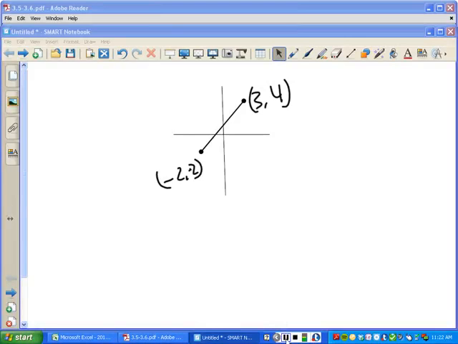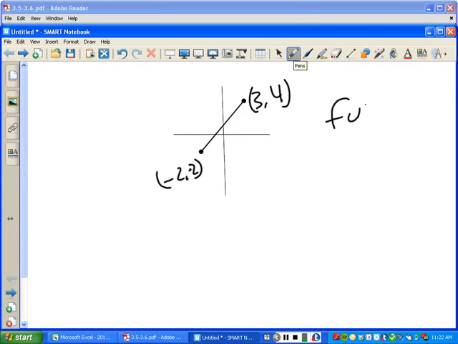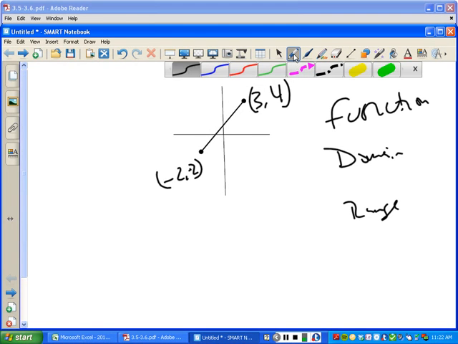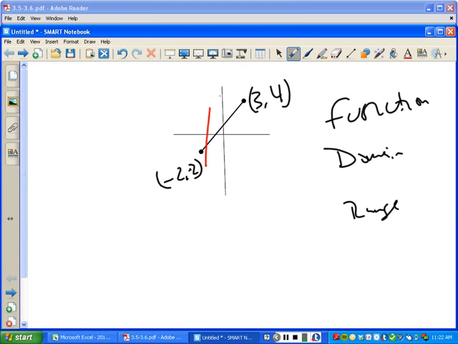First of all, the first question we have to ask ourselves is: is this a function? And then what is the domain? And what is the range? Now, is it a function? The answer is yes. Why is it a function? Because if you draw vertical lines through the graph, it only hits in one spot. That's the idea behind how you tell whether a graph is a function or not.